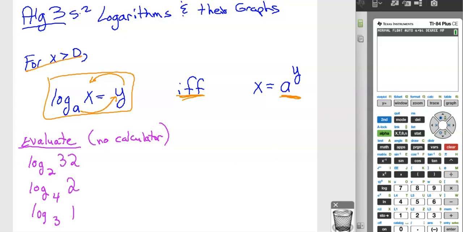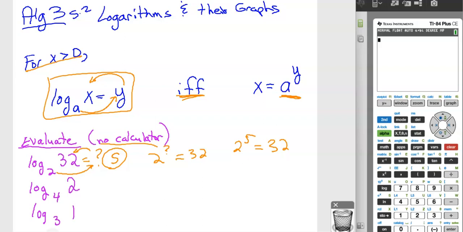Well, look at this. If I ask you to evaluate log base 2 of 32 without a calculator, that's looking for some number here. So 2 to some power equals 32. Well, that's 2 to the 5th power. So 2 to the 5th power is 32. So I know that this actually is 5. Without using a calculator, I can check. I know the answer is 5.